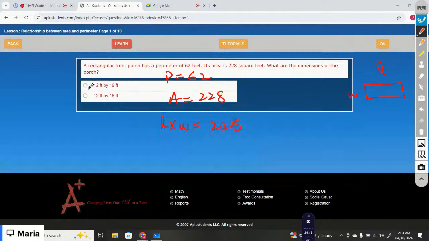You are given 12 by 19 and 12 by 18. So let's see which numbers when multiplied make 228. Just do 12 times 19. I am going to use the calculator. 12 times 19 is 228. Now let's see the perimeter. The perimeter means opposite sides are equal in length. For example, this is 19, then this is also 19. This is 12, then this is also 12.